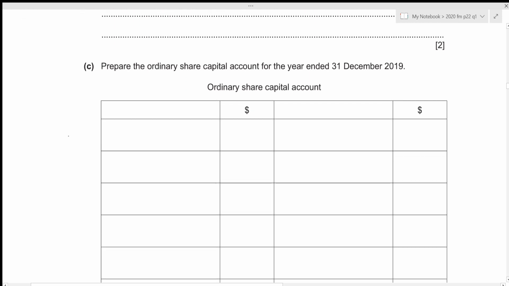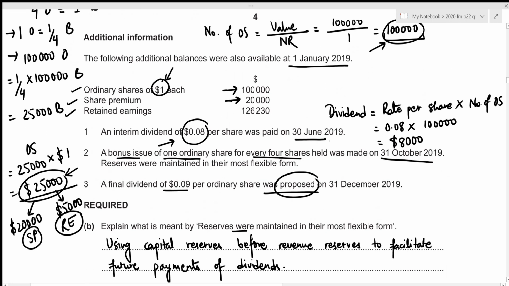We should now be preparing the ordinary share capital account for the year ended 31st December 2019. Since we are talking about the capital accounts, all of the opening balances will be on the credit side, which means that our balance BD will be on this side, and this is going to reflect the amount for ordinary share capital at the date of 1st January 2019, which was given above to be 100,000. So let's write it down.